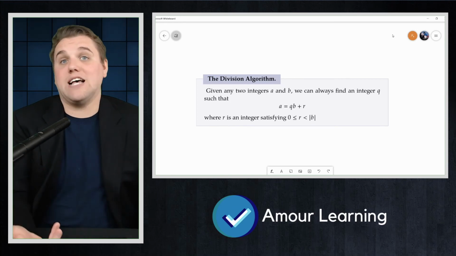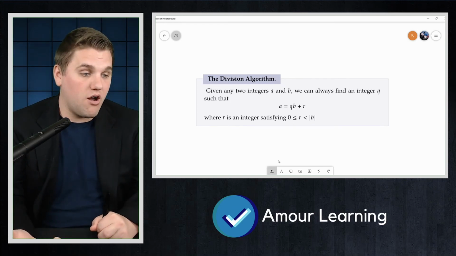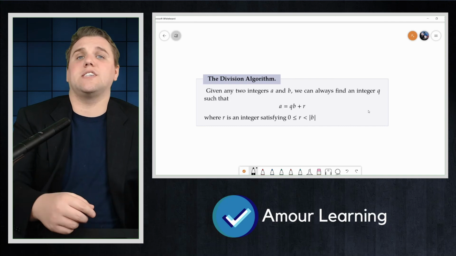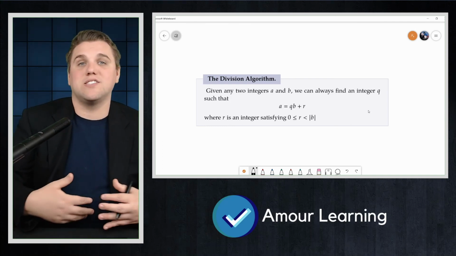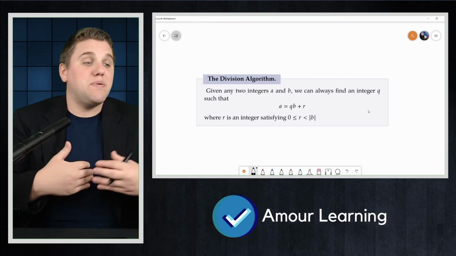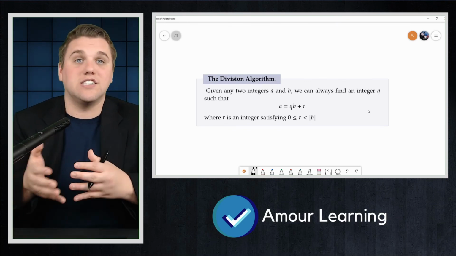We do allow the possibility that r equals 0, in which case we have that b divides a. When you have no remainder, that means b divides a, or a is divisible by b.